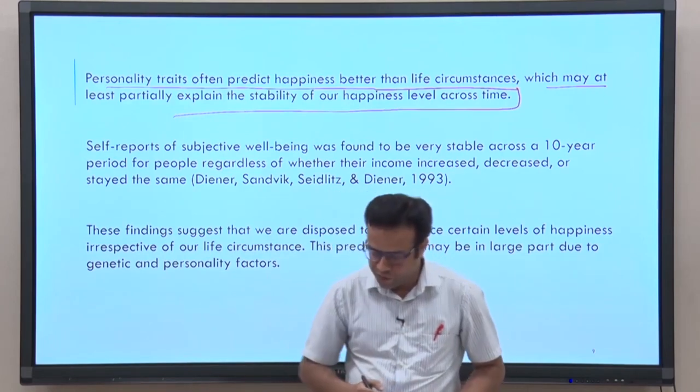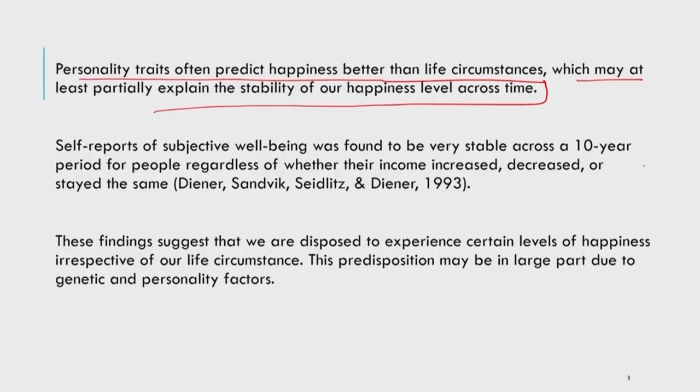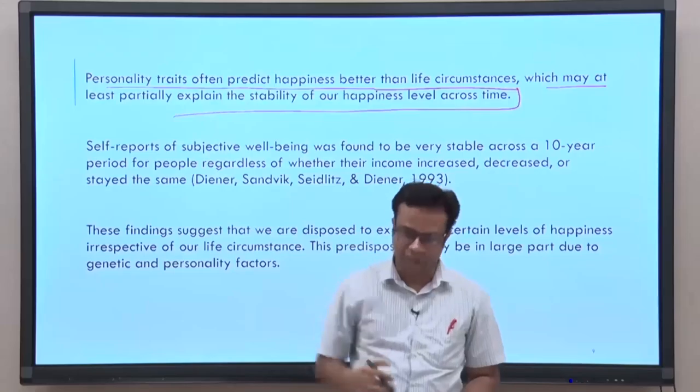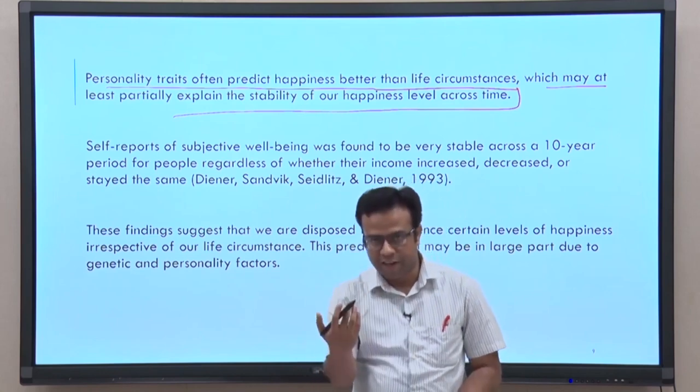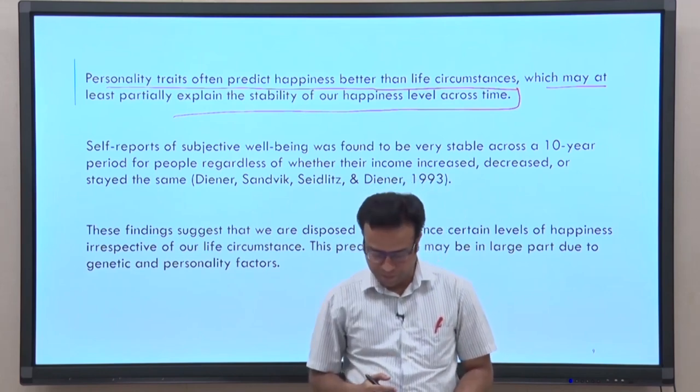Self-reported subjective well-being was found to be very stable across 10-year periods for people, regardless of whether their income increased, decreased or stayed the same. So, again it shows that subjective well-being or happiness generally remains very stable longitudinally, regardless of changes in life circumstances. This research also indicates support for genetic and personality influence.